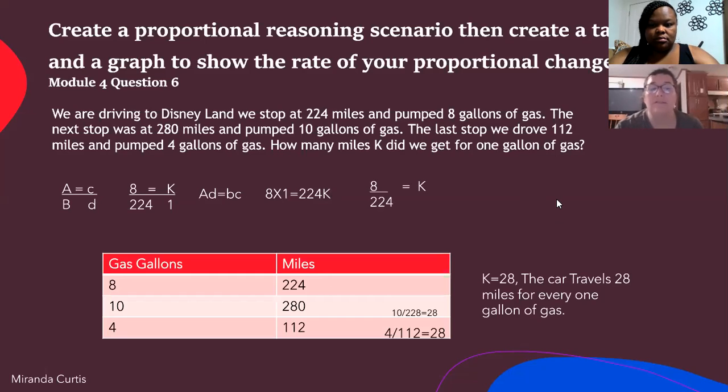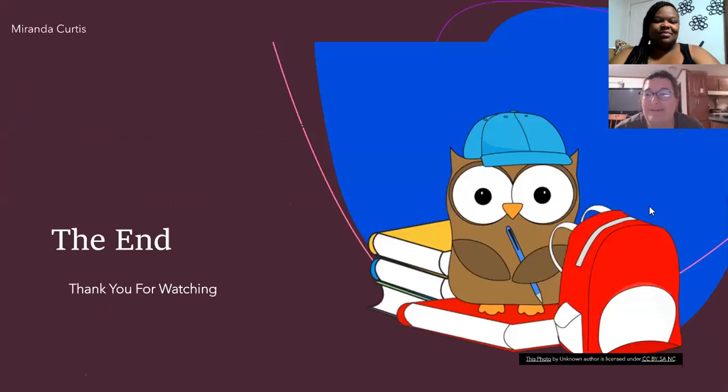Now, if we do the same thing with 10 and 280 and 4 and 112, they all equal 28. So that's just one way to solve our proportional because it is proportional. That's neat how you did that. It took me a long time to realize that's what I was doing.